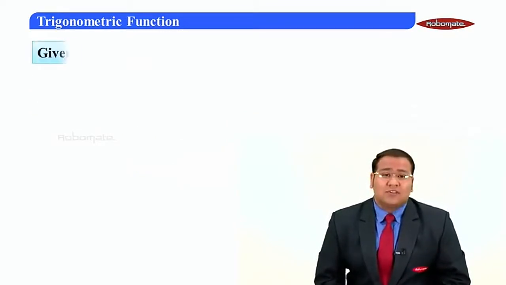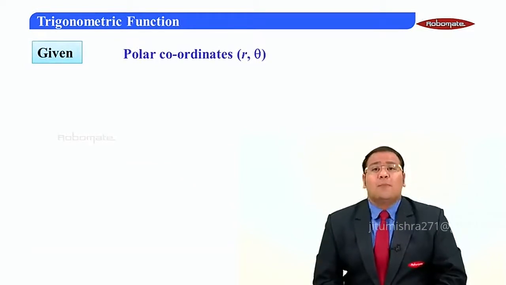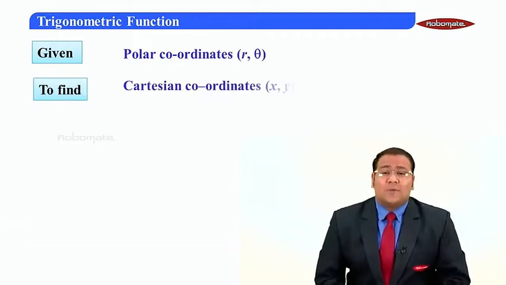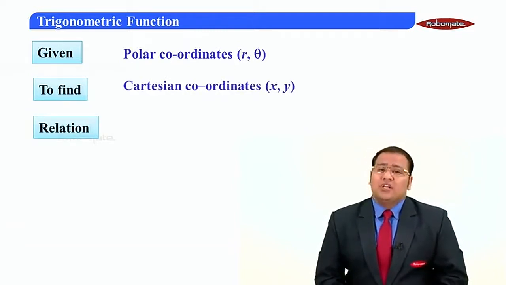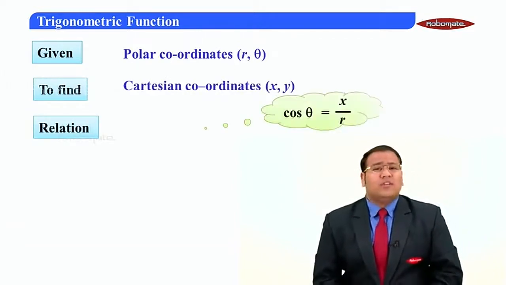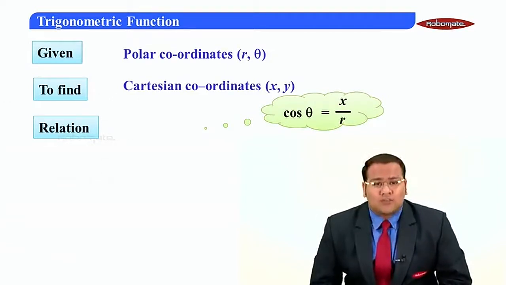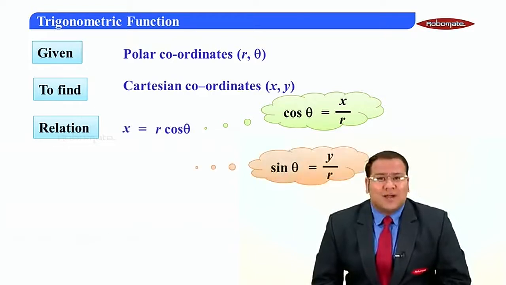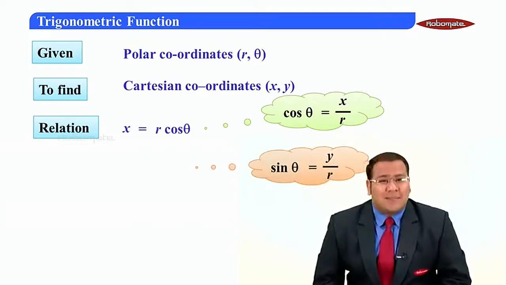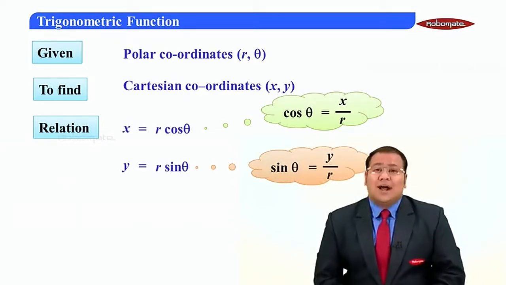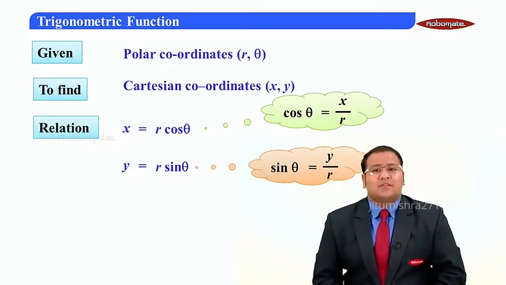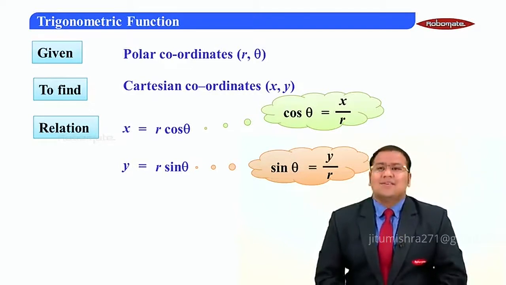Now vice versa, if you have the polar coordinates with you, that is you have r and theta, you require Cartesian coordinates as x and y. What is the relation? You know cos theta is x by r, so x is r cos theta. You know sin theta is y by r, so y is r sin theta. So here is the relation between them: x is r cos theta, y is r sin theta.